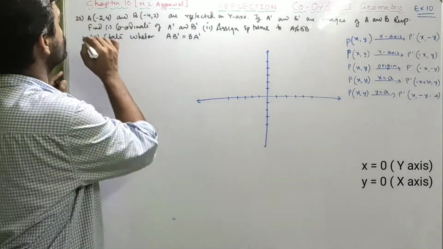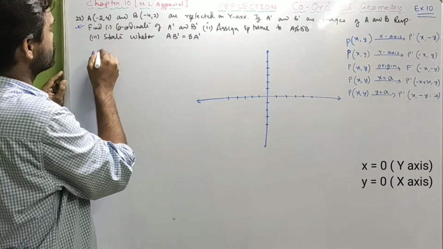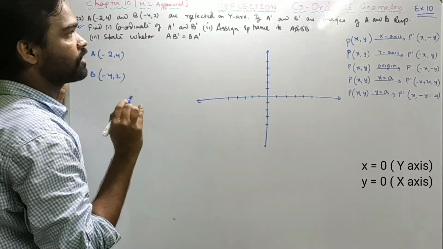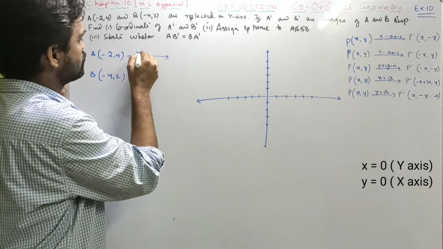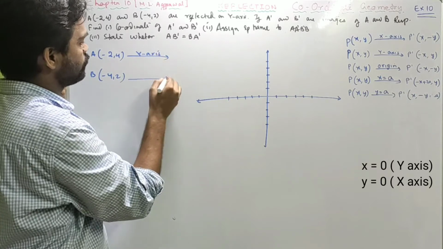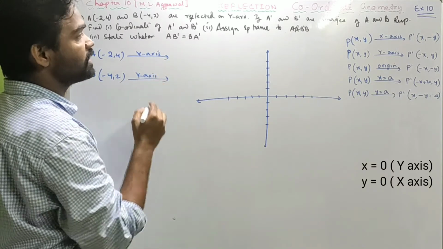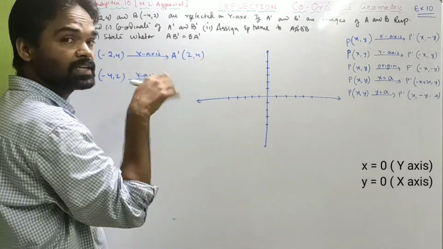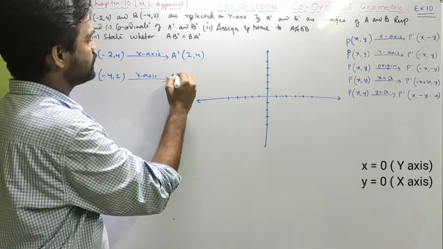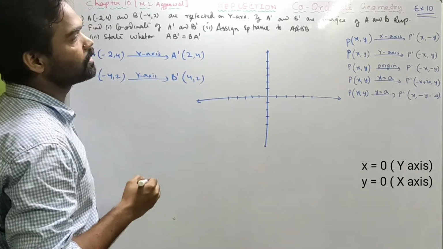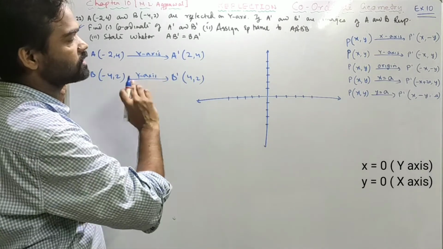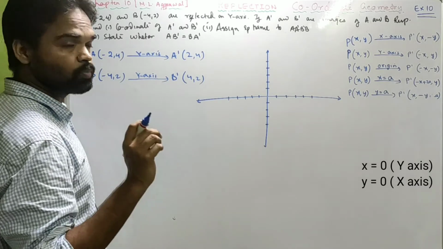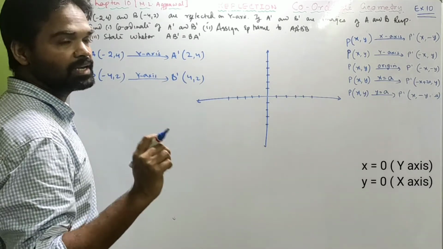Now look at this sum 22. Very interesting. A is minus 2 comma 4, B is minus 4 comma 2, reflected on the y-axis. If A dash, B dash are the images, so A dash will be what? Y-axis, so it becomes 2 comma 4, the x coordinate changes, and B dash again becomes 4 comma 2. Find the coordinates of A dash, B dash. Done. Assign a special name to A B B dash A dash, and state whether AB dash equals BA dash. Now look over here.